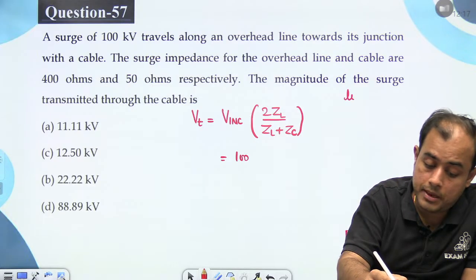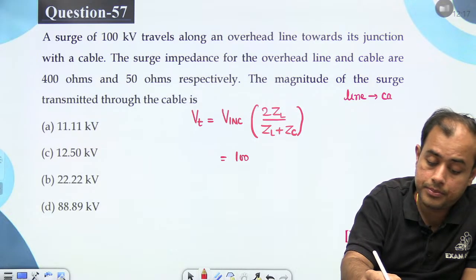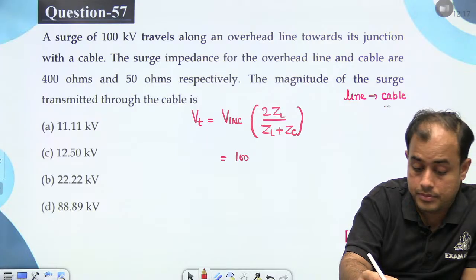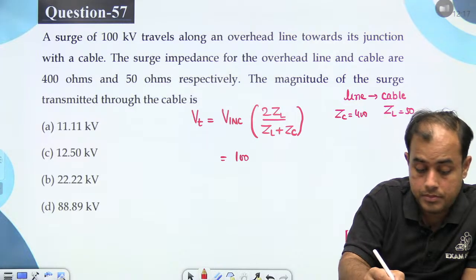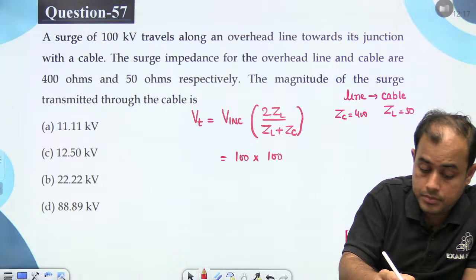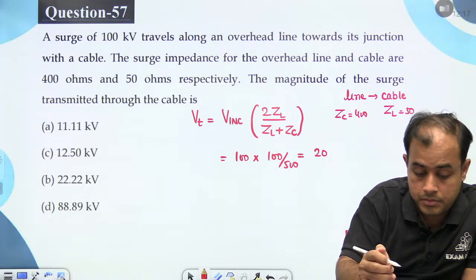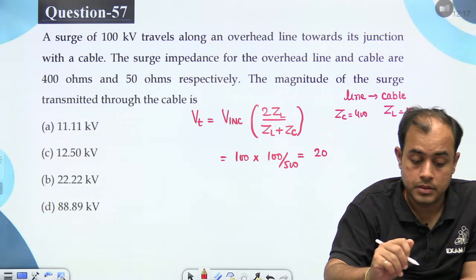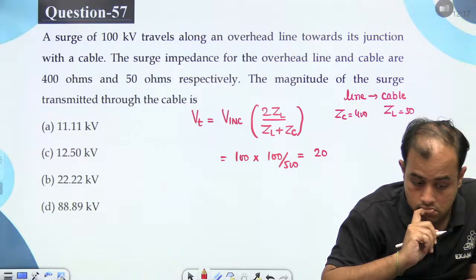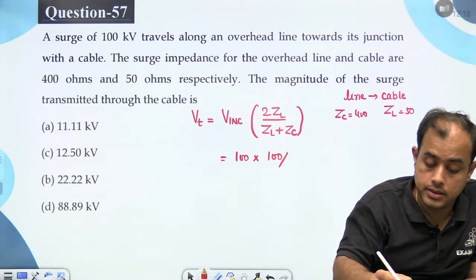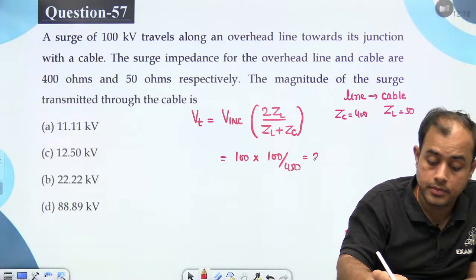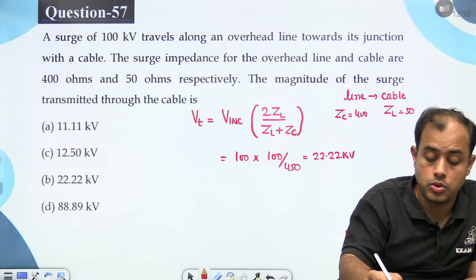Now going from line to cable. This will be 450, 22.22 kV.